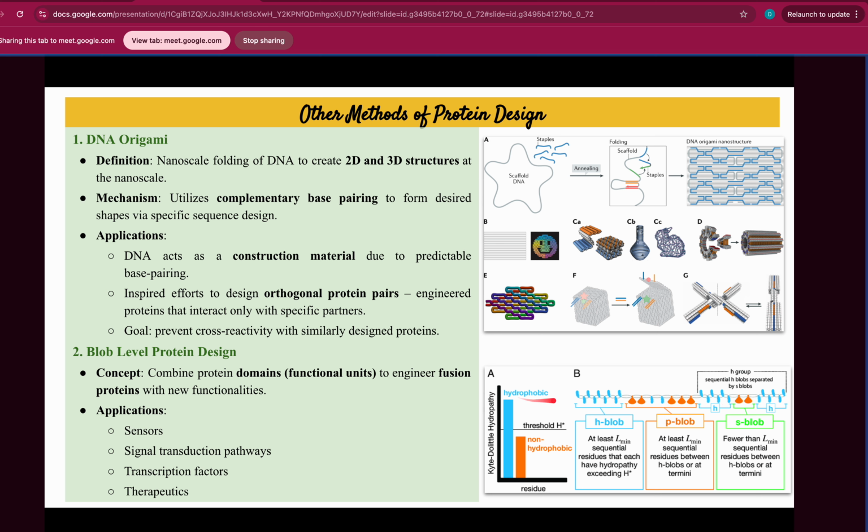They might increase the hydrophobicity, whereas certain domains are non-hydrophobic. So all these changes, depending on our need, we can use this blob level protein design to make the protein of our desired functionality. And applications are, this is generally used in sensors, signal transduction pathways, transcription factors, and different therapeutics.